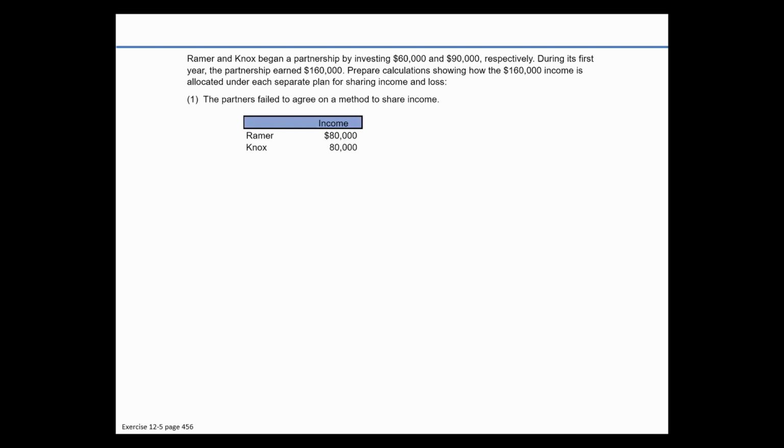So the first thing you could do is, if they fail to agree upon a method to share income, then the income would be split 50-50 with each partner, irrespective of the amount that they invest in the partnership. And so in this case, half of 160 is 80. So both Raymer and Knox each would get $80,000 income.